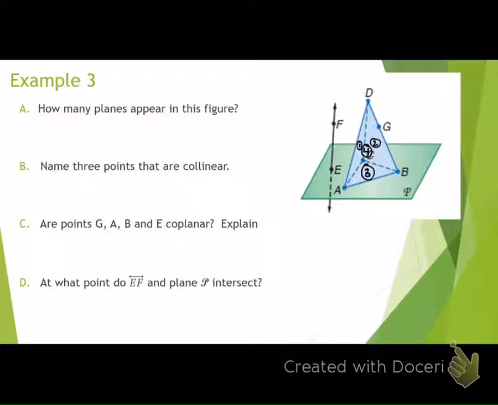Name 3 points that are collinear, meaning on the same line. Alana. D, G, and B would be perfect. They're on the same line, but you need to say point D, point G, and point B.